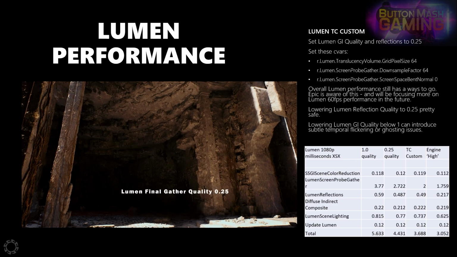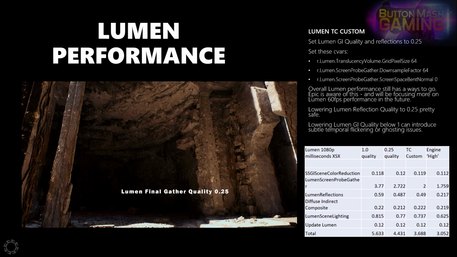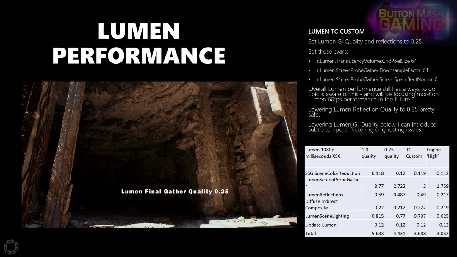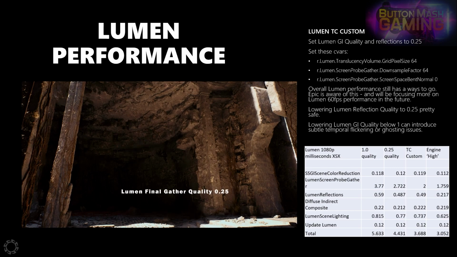This is all at 1080p on Xbox Series X. The 1.0 quality is 5.6 milliseconds. 0.25 quality is 4.4. TC Custom is where we found the best of all worlds. You can see the CVARs there on the slide that we set for TC Custom.